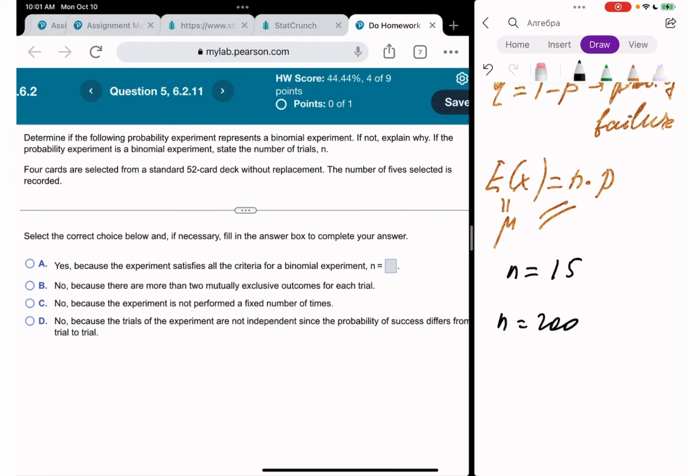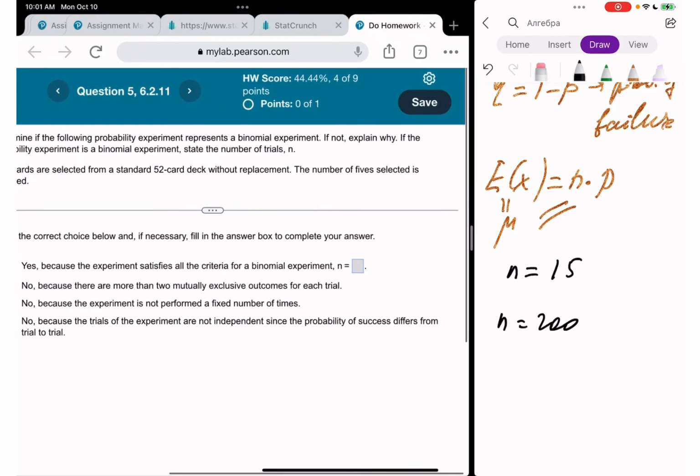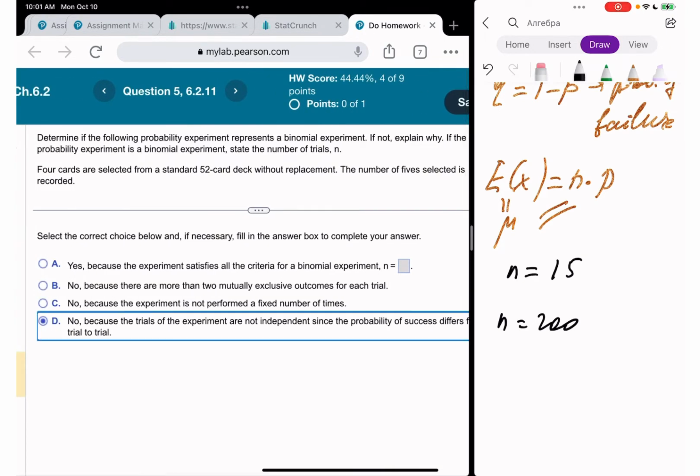The fact that it says without replacement right away tells us that it's not binomial, because the trials are not independent. Because it's 52, if you don't replace, for the next card it's going to be 51 left. So it's affected. The answer is going to be no, because trials of the experiment are not independent, and since the probability of success differs from trial to trial.